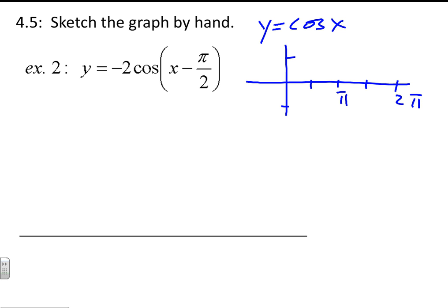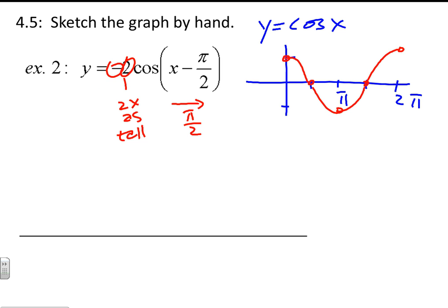Looks like this. 0 gives me 1, pi on 2 gives me 0, pi gives me negative 1, back to 0, up to 1. So there's our parent function. Well, this looks just like that graph, except our most interesting value of x is pi on 2, which means we move to the right pi on 2. Then we take the cosine, we get a y value, so then we are 2 times as tall, but upside down. So step 1, step 2, step 3 from our defining points.